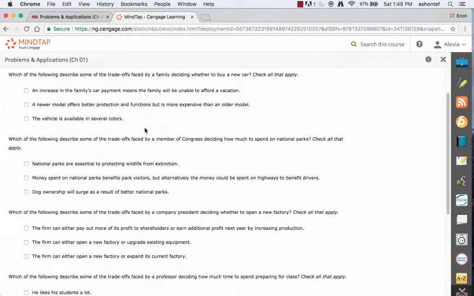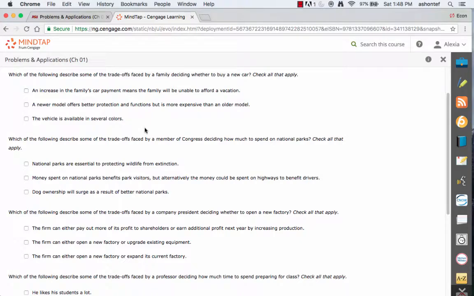What you want to do with that is read that statement a couple times, is my suggestion. And actually, I would suggest that for all of these questions. Then you want to think about, what do we mean by trade-offs? In economics, the trade-offs are what we're having to give up. The question wants you to read through the 3 choices and decide which of those 3 things, or maybe all 3 of them, would be considered a trade-off for a family that's deciding whether they should buy a new car or not. So that's how you want to approach this.